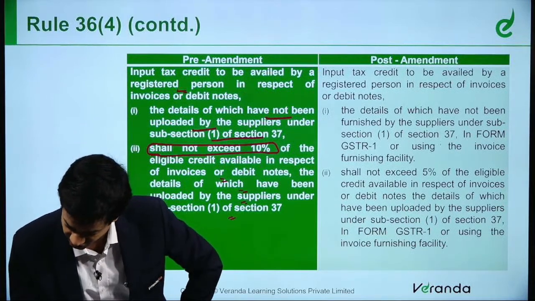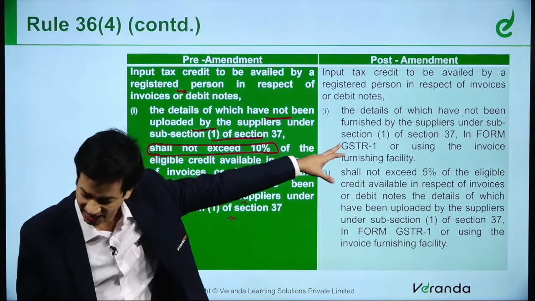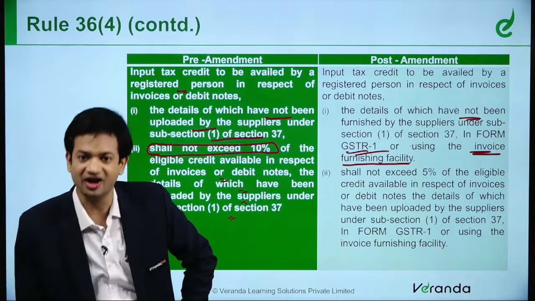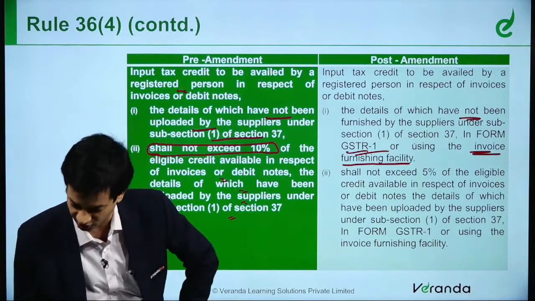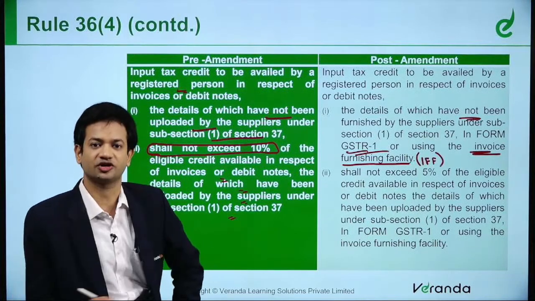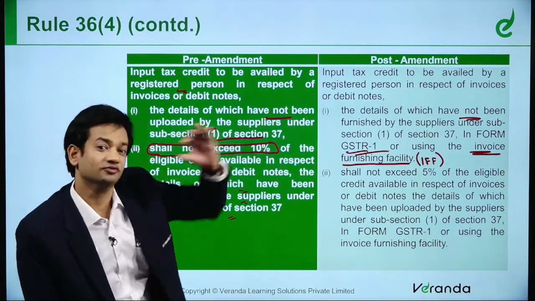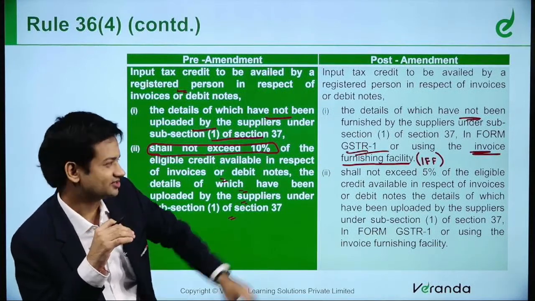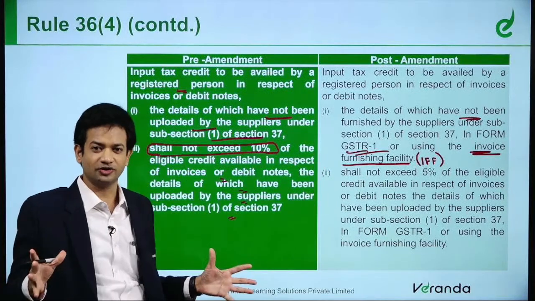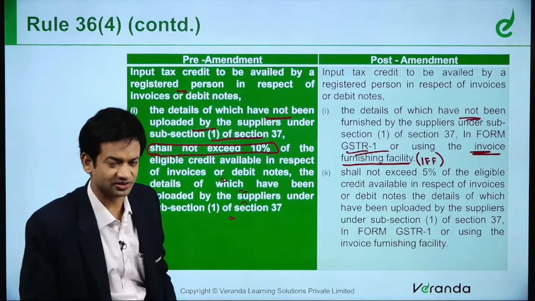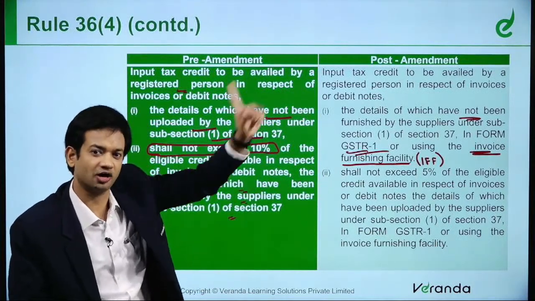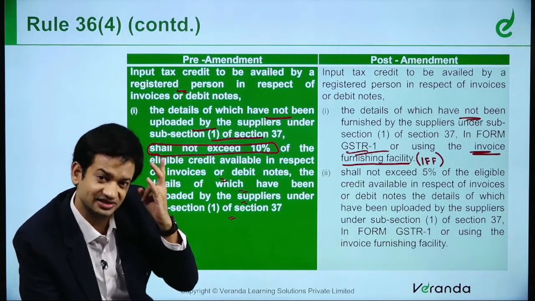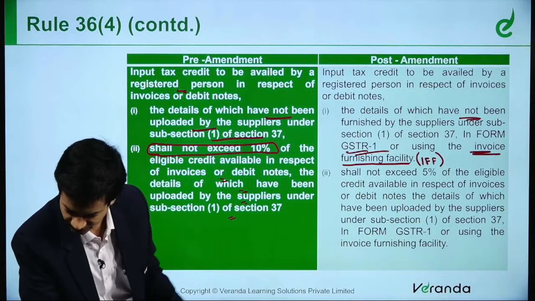So here if you see further, there's a change. Details of which have not been furnished by the suppliers in form GSTR1 or using the invoice furnishing facility. This is generally called IFF, invoice furnishing facility. Now what is this IFF all about? We will discuss in detail when we come to the returns chapter. As I told you, QRMP scheme. This is a part of the QRMP scheme. This is a new scheme for filing GST returns. I said it is important for exams. IFF is a concept which is part of the QRMP scheme, which we'll discuss in detail when we come to the returns chapter. There I will discuss in detail about GSTR2 and 2B as well, right?